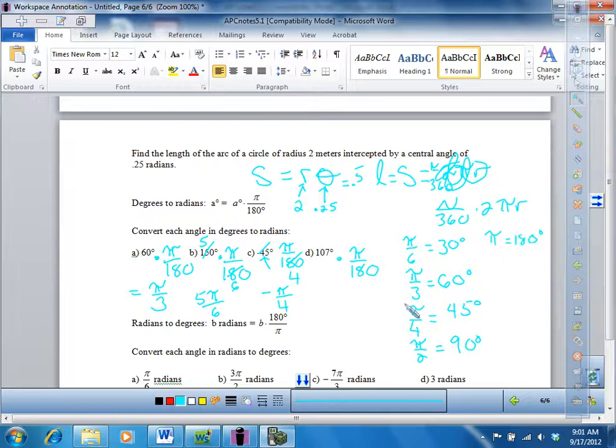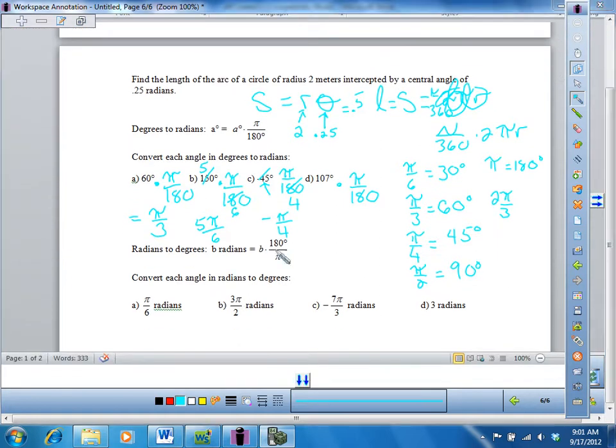So it's really nice to know these things, because if they say something like 2 pi over 3, right? 2 pi over 3 is 2 of these. So how much would 2 pi over 3 be? If 1 pi over 3 is 60, how much is 2 pi's over 3? 120. And if pi over 4 is 45, how much is 3 pi's over 4? 45 plus 45 plus 45, so that's the way I like to do these things, okay?